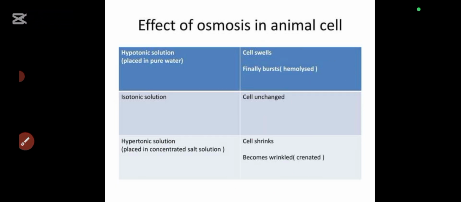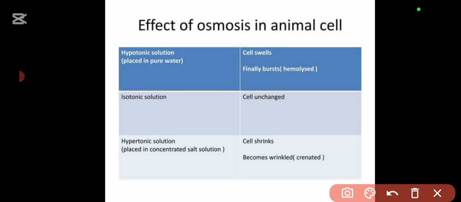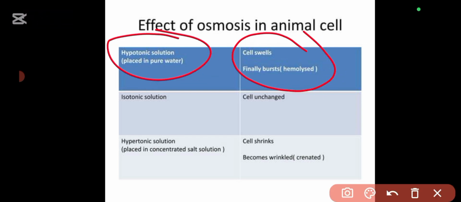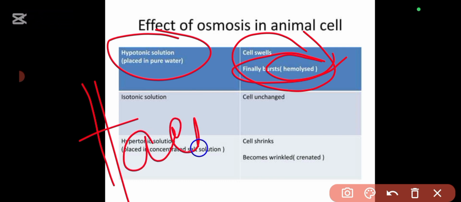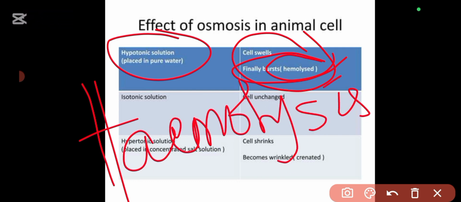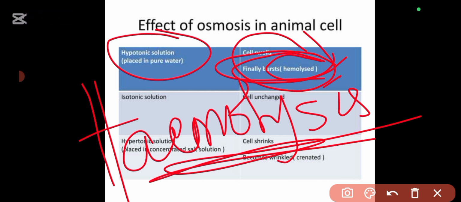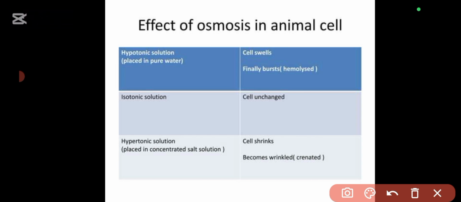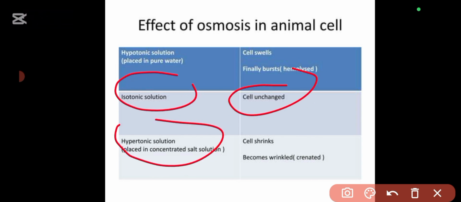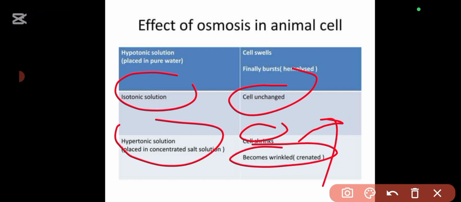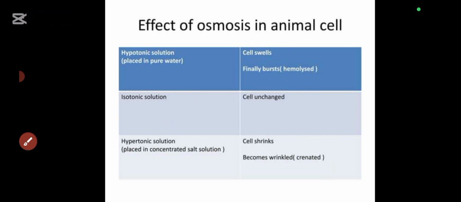cell, you see that the cell will swell in a hypotonic solution and may finally burst in a phenomenon known as hemolysis, British spelling, haemolysis. The cell splits or bursts because of too much water getting into it. Then isotonic, the cell remains unchanged. Hypertonic, the cell will shrink, becomes wrinkled or crenated because of too much water getting out of it. It's losing water faster than it's absorbing.